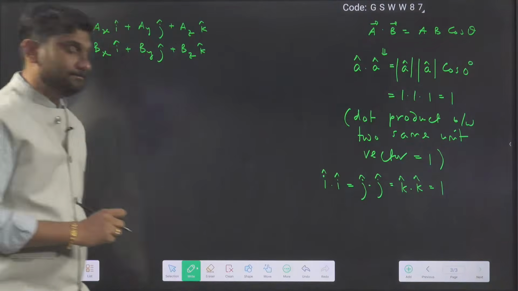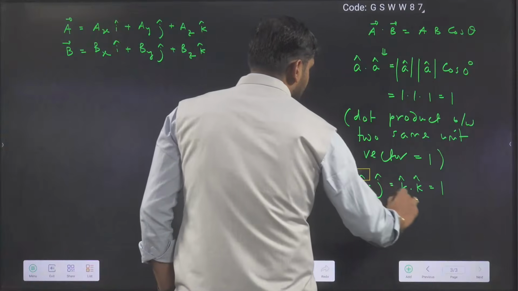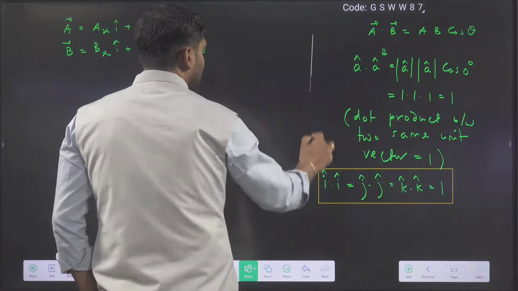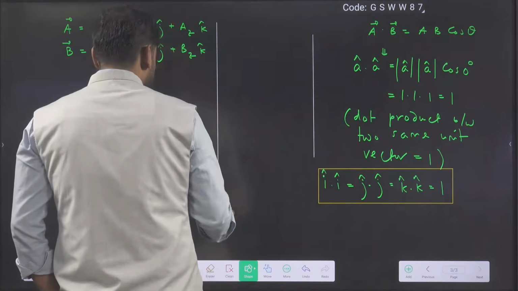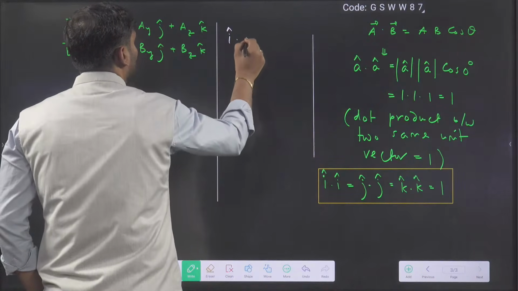Correct? Fine? Then sir, you tell me, sir, if this is equal to 1, that's perfectly fine. I don't have any issue with that. Sir, what will happen if I do i cap dot j cap then?